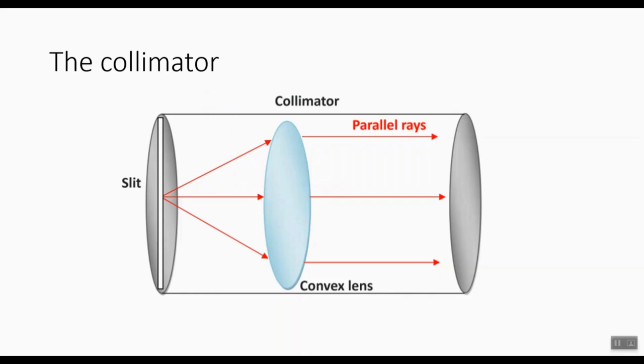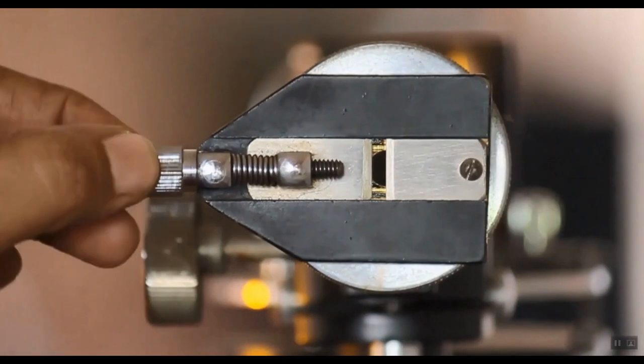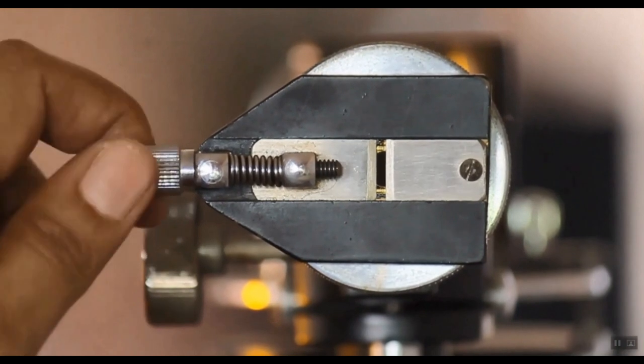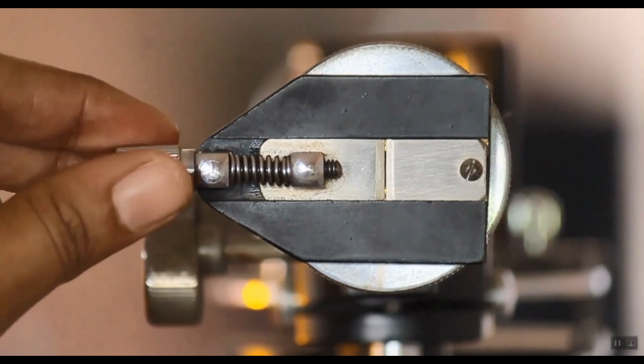Now let's see each part of the spectrometer in detail. Collimator's purpose is to produce a parallel beam of light. It consists of a horizontal tube of variable length with an adjustment slit at one end and a convex lens at the other end so as to produce a parallel beam of light. This figure shows the slit which is placed on one side of the collimator. You can adjust the width of the slit with the help of this knob.